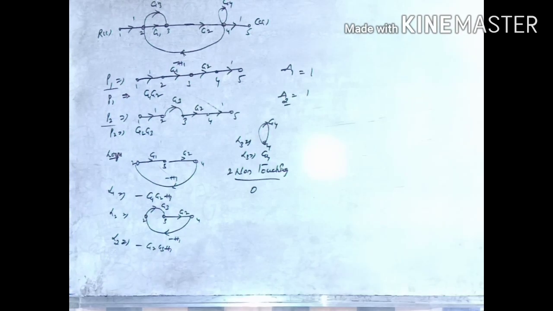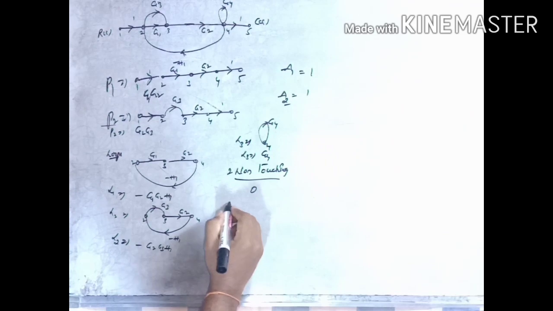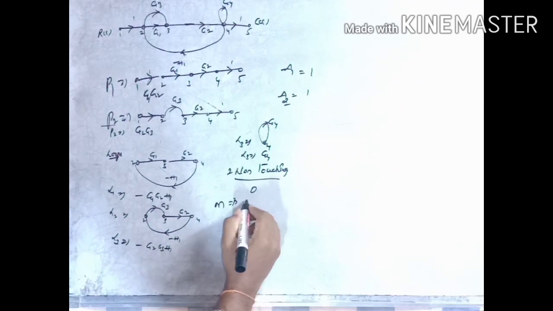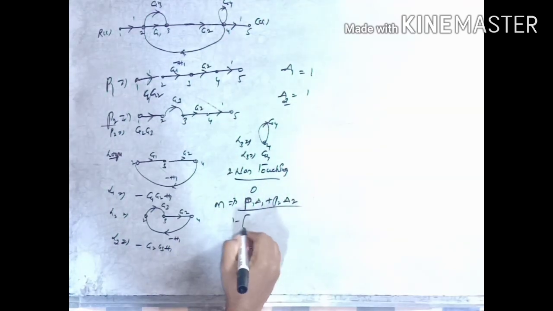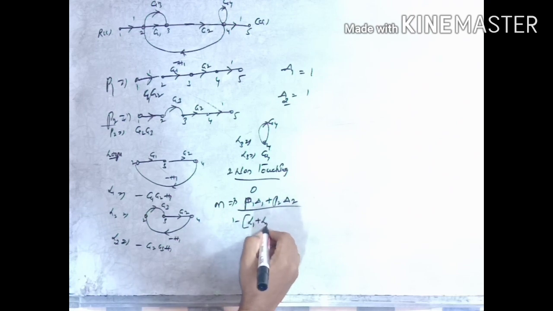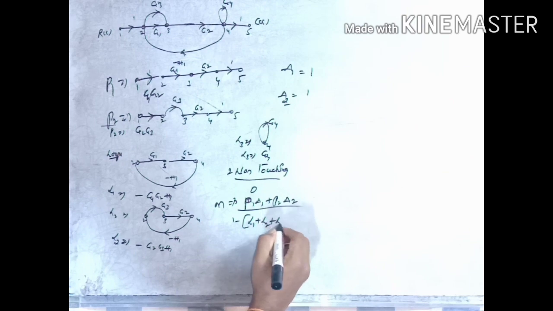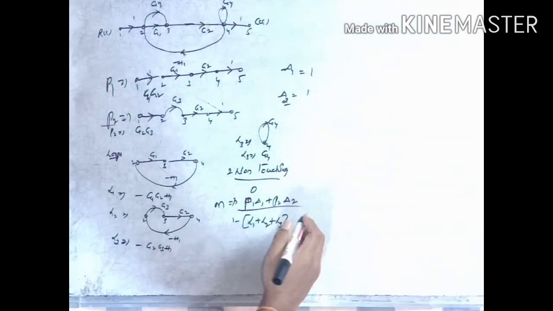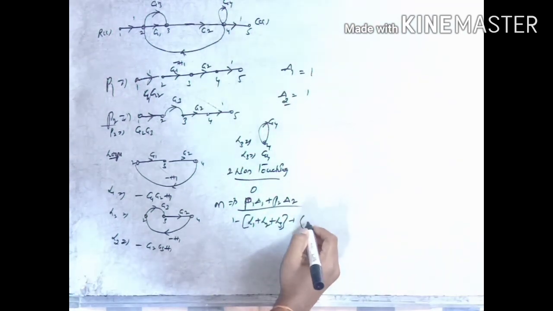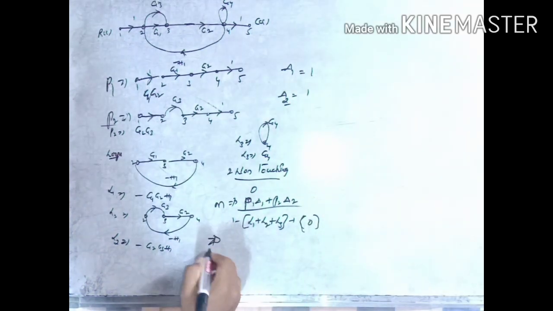And next, substitute all the values in the formula, Mason's gain formula. That is M equals to P1 delta 1 plus P2 delta 2 by 1 minus the sum of individual loop gains, L1 plus L2 plus L3. 3 individual loops are there, L1, L2, L3. So the sum of those individual loops plus the sum of all possible combinations of 2 non-touching loops. They are not there, so I will replace it as simple.